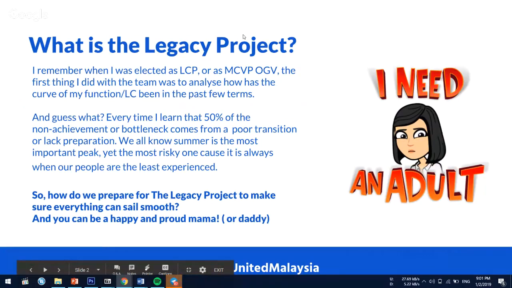The thing is about how you still work on all these kinds of projects on a two-team basis, so that the VP incoming can still provide all these kinds of support to the VP elects, because you are the ones who know how marketing has been done in your own product and how everything has been in the past peak. So how do we prepare for the legacy project to make sure that, incoming, you can be a happy and proud mama or daddy.